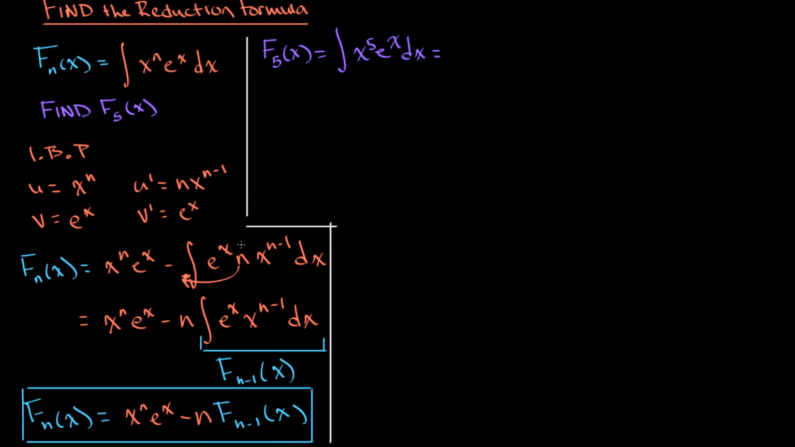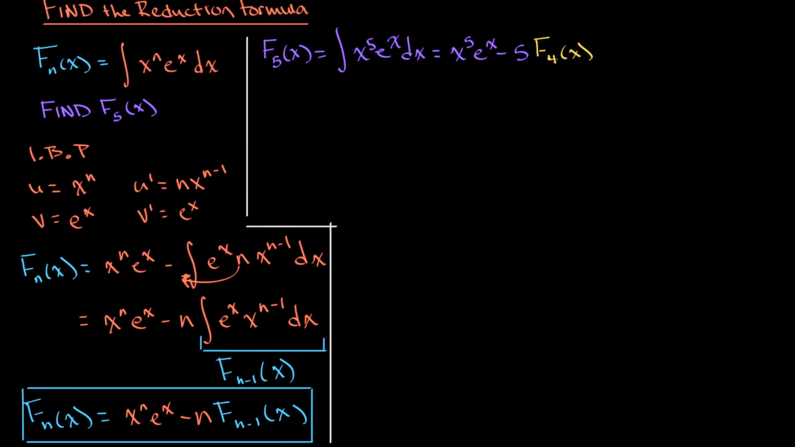And again, what you saw in the last video, all we're going to do is write out our reduction formula and see what we get here. So under our reduction formula, we have x, and wherever we see an n now, that's going to be 5. So we have x to the 5th power times e to the x minus 5 times capital F sub n minus 1, so that is going to be capital F sub 4 of x.